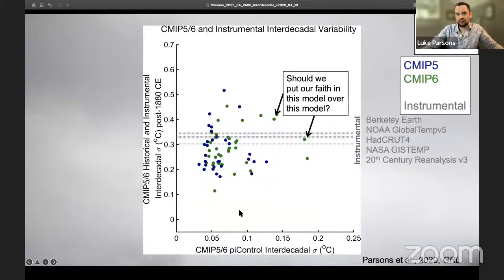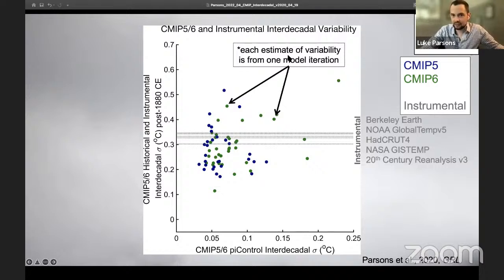But should we put faith in maybe this model over this model? And big red flag here, I think a lot of people have talked about this recently. Each estimate of variability is from one model iteration. And I want to emphasize, we should not be just using one model iteration to try to say if a historical run from one of these climate models has done a good job.